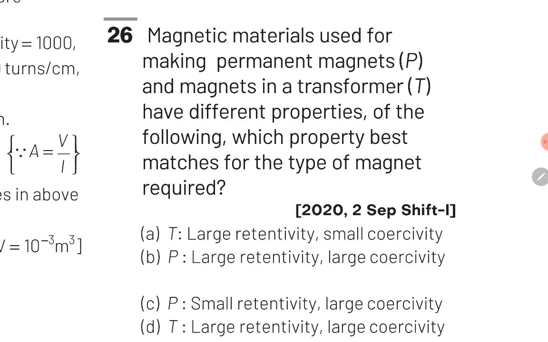Also guys, for the logic of large coercivity, when a reverse current is applied, we don't want the magnetization in the material to become zero. Therefore guys, it should also have large coercivity. So guys, in summary, हमें बस ये ध्यान में रखना है that for permanent magnets, we need a material which has large retentivity and large coercivity. So the correct answer for this question is option B. Guys, with this we have completed this question. Let's move ahead to the next slide.